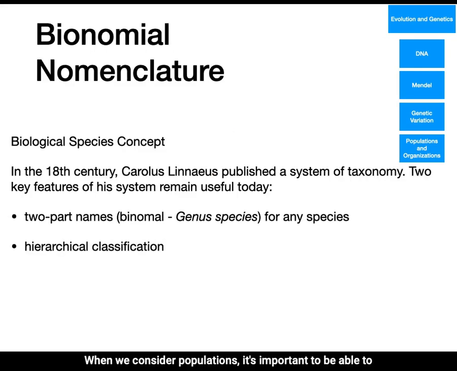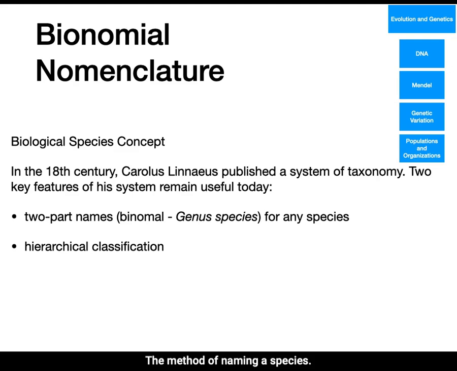When we consider populations, it's important to be able to organize them. We need to talk about a working definition of species. The most commonly used species concept is the biological species concept. It proposes that a species is a group of actually or potentially interbreeding organisms. Leopards can reproduce with other leopards, so they are in the same species. Leopards do not reproduce with bobcats, so they are of a different species.